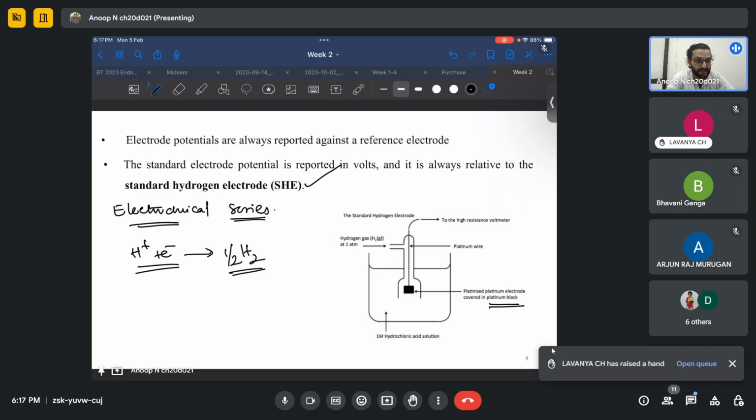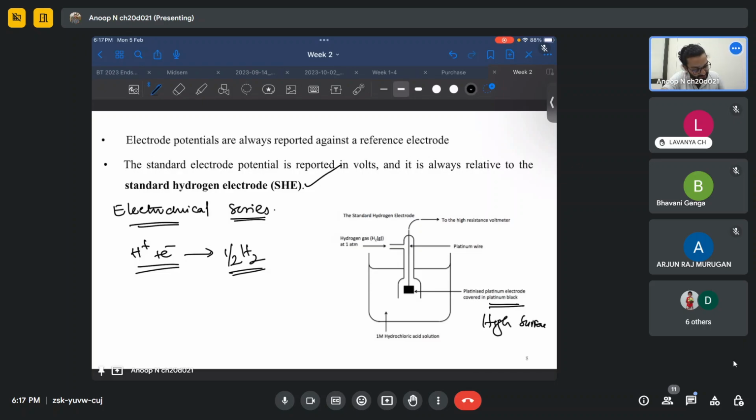Yeah, you can directly unmute and say. No issue. Someone raised the hand. Lavanya. So is it by mistake? So anyone can answer.